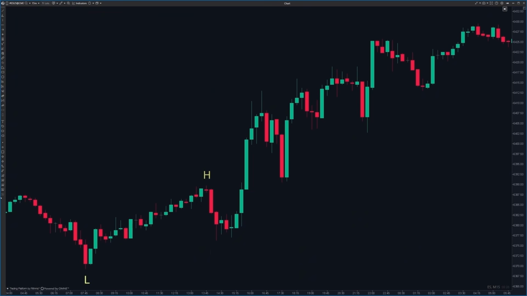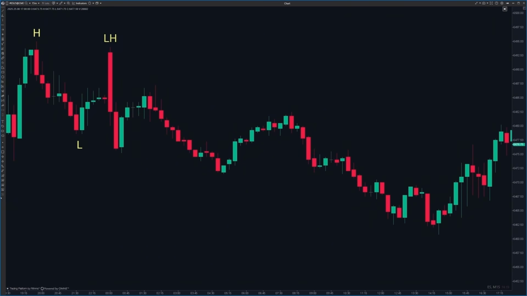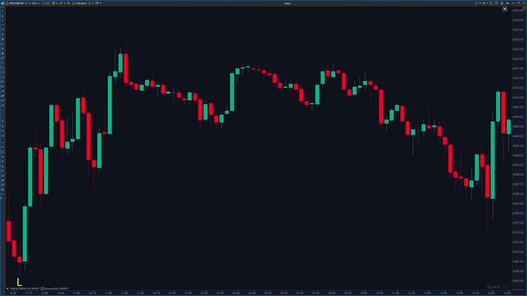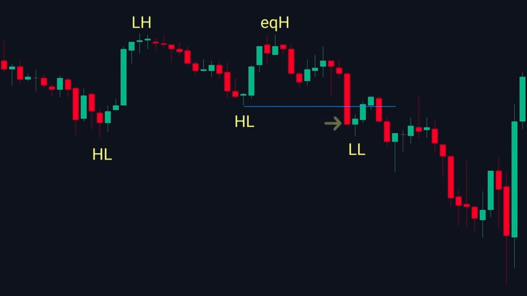The concept is simple. Uptrends create higher highs and higher lows. Downtrends create lower highs and lower lows. But here's the game changer. You need to notice when control shifts. The magical moment, change of character. When an uptrend drops below a previous higher low, or a downtrend rises above a previous lower high, control has just shifted. Most traders completely miss this and continue fighting the old direction.